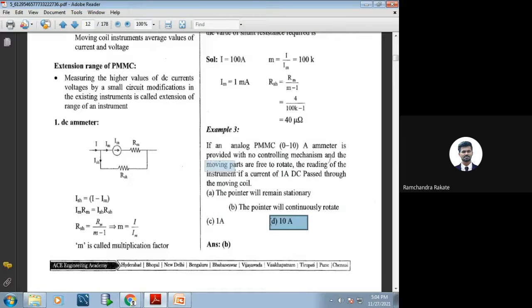The scenario is that it is free to rotate. Tell me: will the pointer continuously rotate or remain stationary? And what are we passing? We are passing DC. In the previous example, the source was DC. What are you expecting?